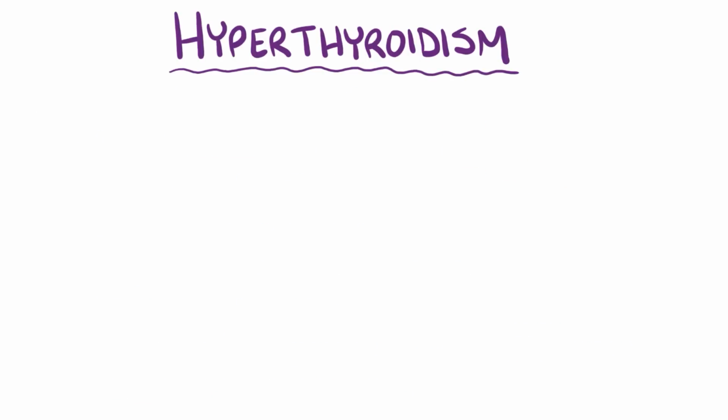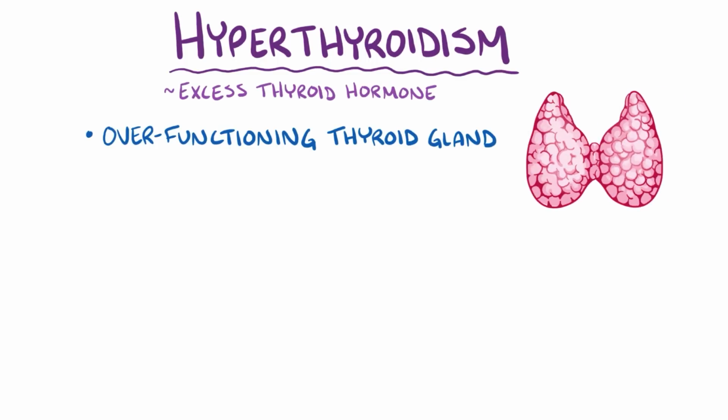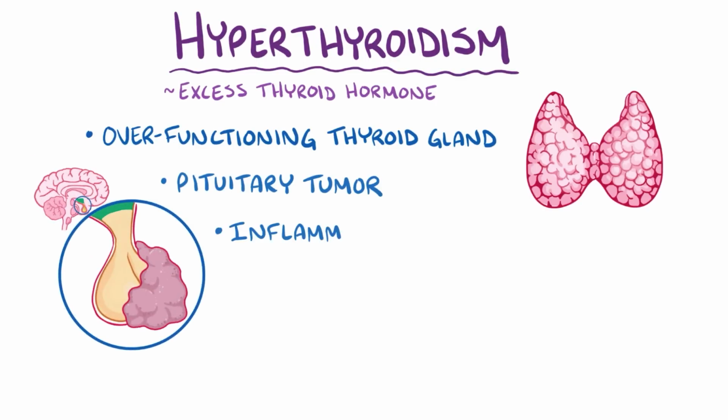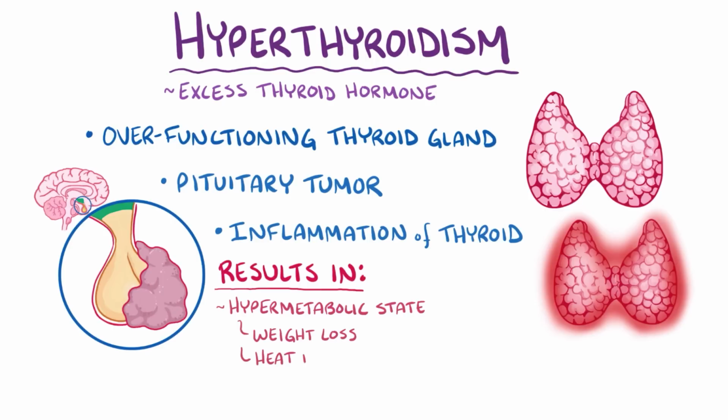Alright, as a quick recap, hyperthyroidism refers to any one of a number of disorders where there is an excess of thyroid hormones. It is mostly caused by an overfunctioning of the thyroid gland, but is sometimes caused instead by a pituitary tumor or inflammation of the thyroid. The result is a hypermetabolic state, which causes symptoms like weight loss, heat intolerance, rapid heart rate, and hyperactivity.